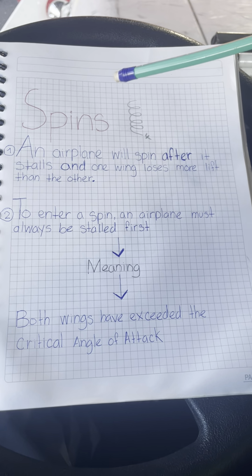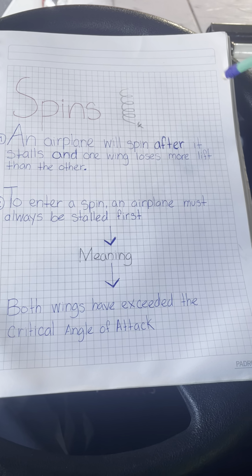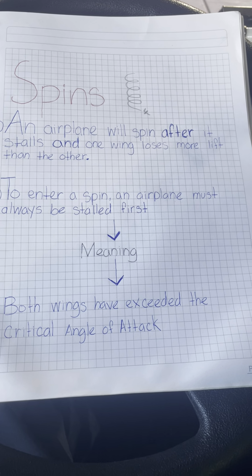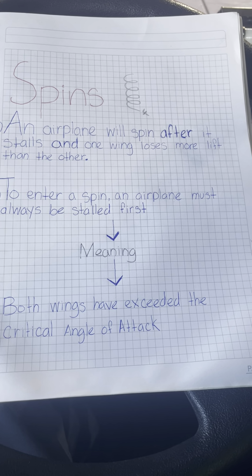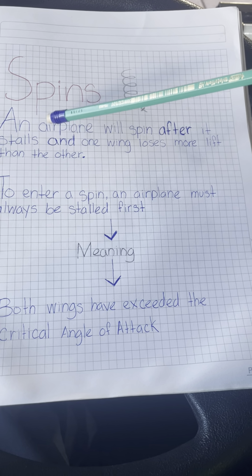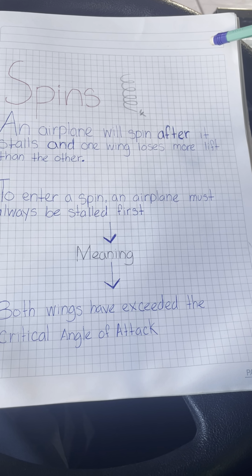So let's talk about point number one. It says an airplane will spin after it stalls and one wing loses more lift than the other. An airplane will spin after it stalls, and we know that stall means when the plane is not generating enough lift, and one wing loses more lift than the other.